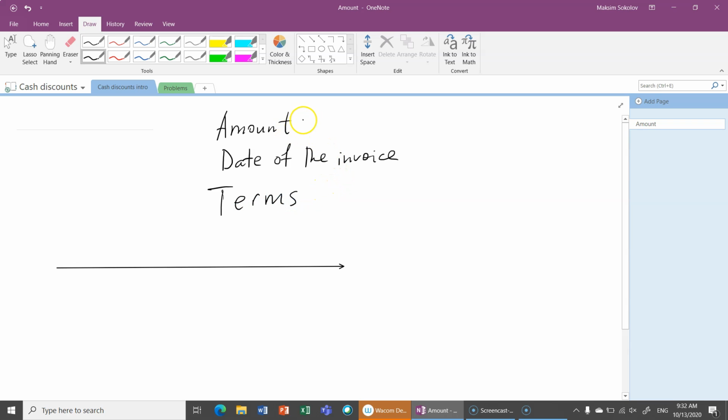Of course, amount is self-explanatory. For example, an invoice can have an amount of $10,000. Date of the invoice is when the invoice has been issued. So for example, let's take that date as October 10, 2020.